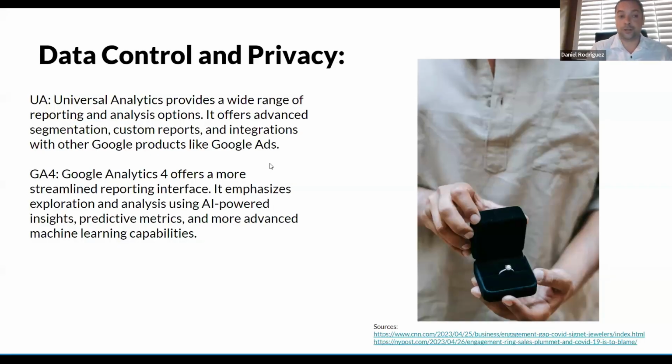So they're ready to launch. On data control and privacy, there are different countries that have different restrictions. On the old Universal Analytics, there were some segmentations that you could use through integrations and Google products, but with Google Analytics 4, again, it's streamlined on reporting and helping you reach the right audience that you are able to target. And this goes for the UK, Canada, even California.